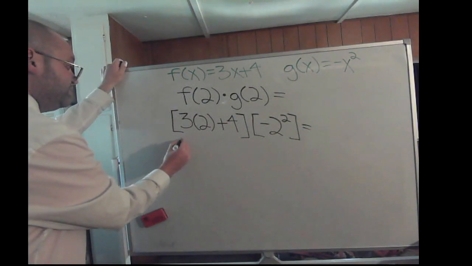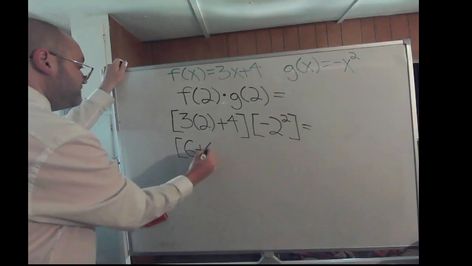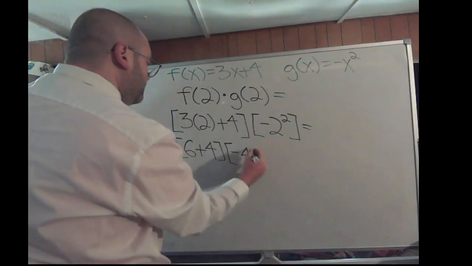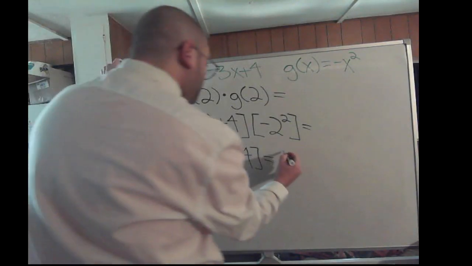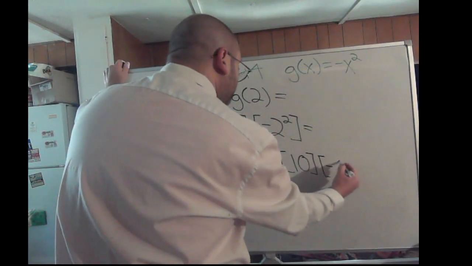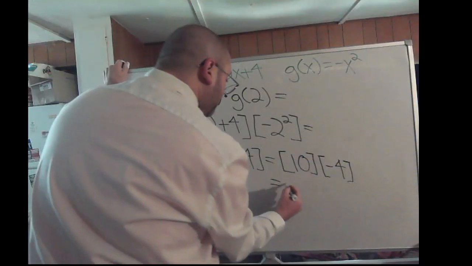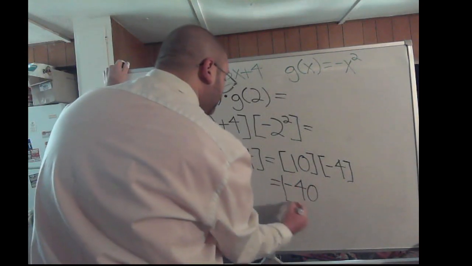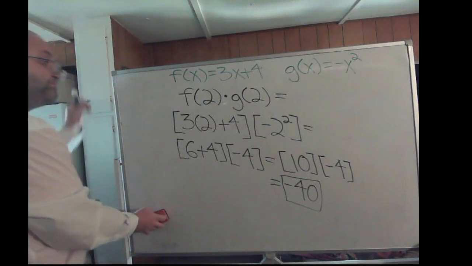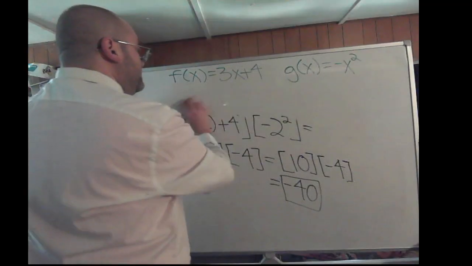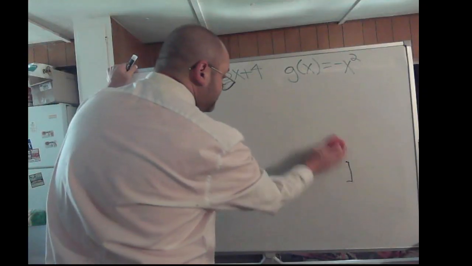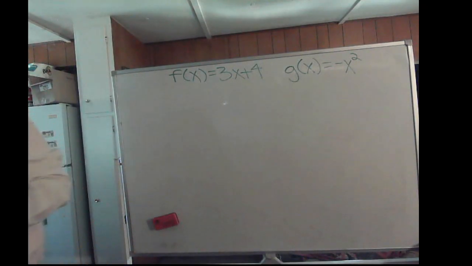Now, 3 times 2, well, that's 6, so you have 6 plus 4, times in your bracket negative 2 to the second, that's negative 4, which 6 plus 4 is 10. So what you're ultimately left with is 10 times negative 4, which would therefore give you negative 40. So f of 2 times g of 2 is equal to negative 40. This pretty much comes down to basic math again. Knowing your order of operations, stuff like that.